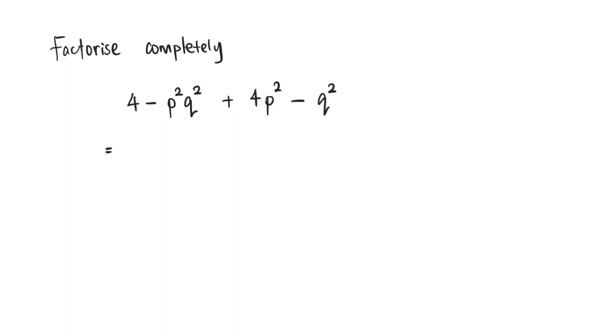So looking at it, I realized that I could make some rearrangement to factorize neatly. Okay, so I saw that 4, 4p square, negative p square q square and negative q square. So I'm going to just rewrite them. And then I'm going to just factorize separately.